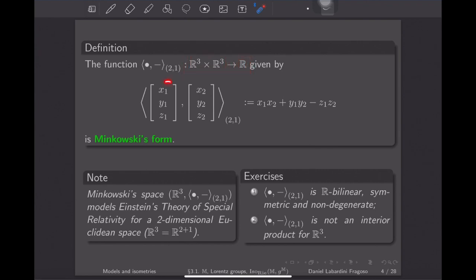Defined by, well, on a pair of vectors in R3. You see it's almost the usual inner product, right? Almost the usual dot product, except that here, when I pair the last coordinates, I don't put a plus but a minus. Right? But so somehow, you see, I'm really deviating very minimally from what you have learned before. Right? I mean, I'm really changing very little.